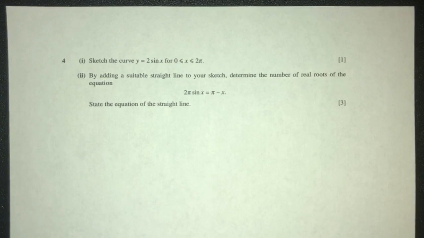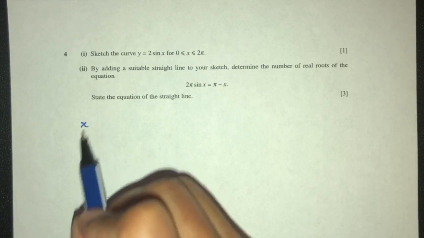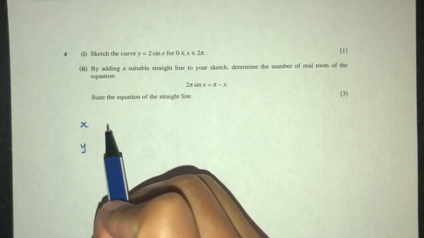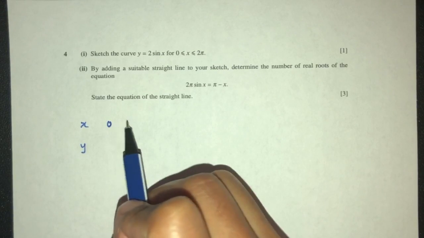Let's move on to the next question, part 4. Sketch the curve y equal to 2 sin x. So pretty easy. Again, we have a trigonometric curve, so we have to use a table of values, right? That will be my x value, my y value. I will begin with a value of 0. And what interval can I choose?